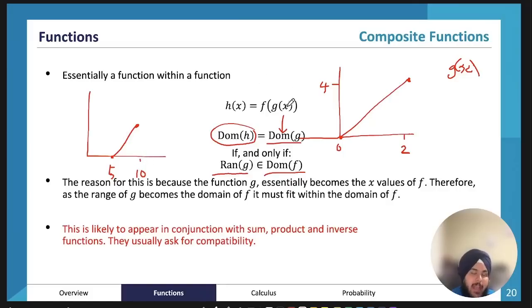So when we sub in x, let's just say we sub in 2 into g, we get 4. But if we sub in 4 into f of x, we're not going to get a value because f is only defined from 5 to 10. So that's why it's really important to know that the range of g, so what are the y values that g is defined for, which we are then subbing into f, are a subset of the domain of f. If not, you will have to change your values and adjust for that.